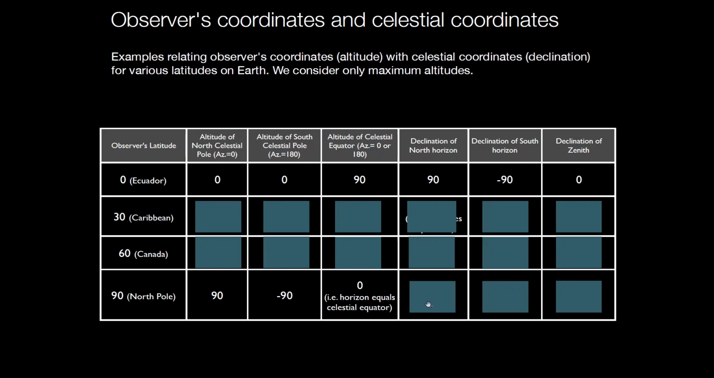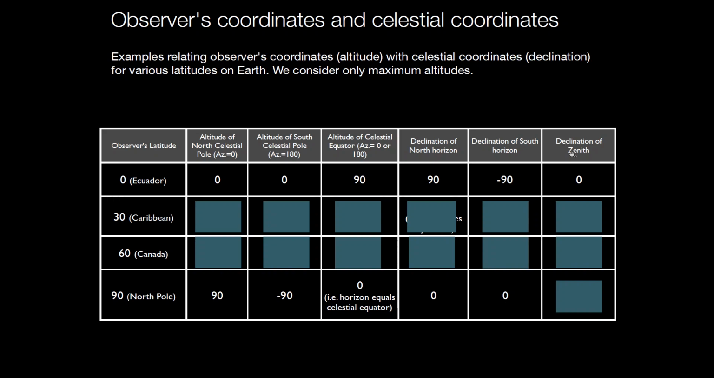Okay, so what's the declination of the northern horizon? Well, what is the northern horizon if you're at the North Pole? It's not a meaningful term, but the declination of the horizon must be 0, right? Because as I said, the horizon equals the celestial equator, and the declination of the celestial equator is 0. Similarly for the southern horizon, right? So any point on the horizon must have declination 0 at the North Pole.